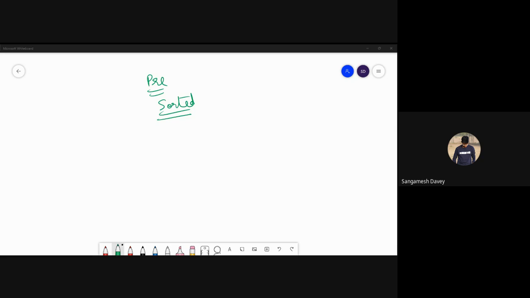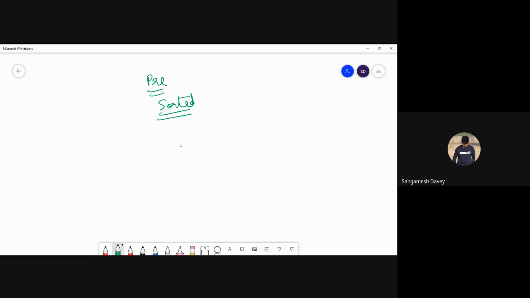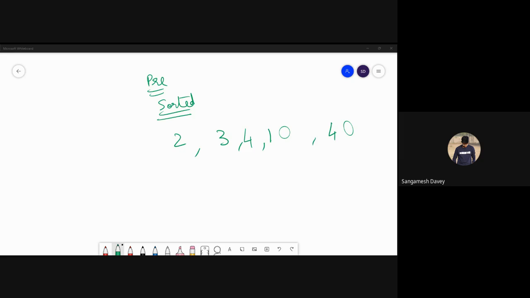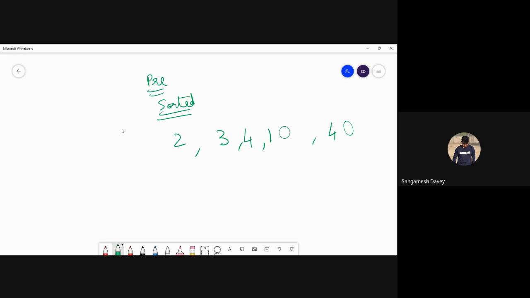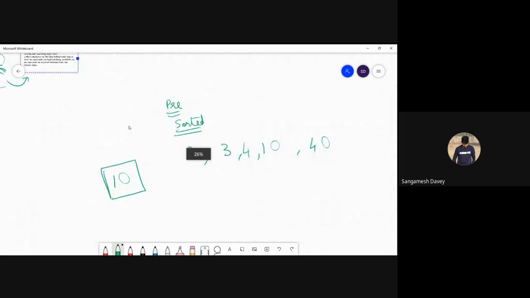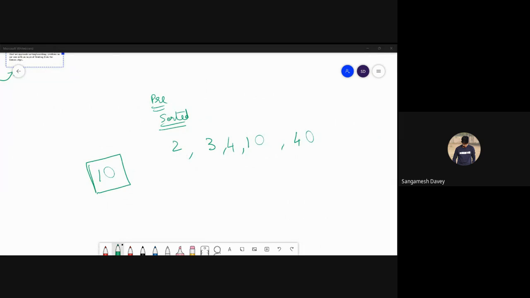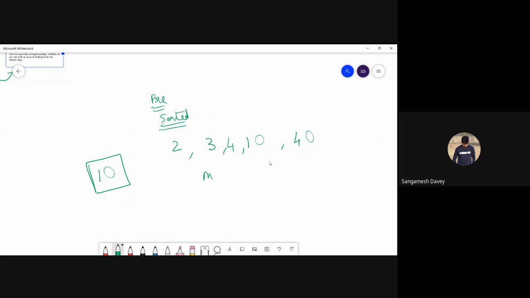So I'll first tell an example and then we'll work it out. Let's say the array is 2, 3, 4, 10, and 40. This is your array. The element that I want to search is 10. How do I go about it? So what happens in binary search is, you basically search for the middle element. Once you have the middle element, what is the middle element here? The middle element is 4.